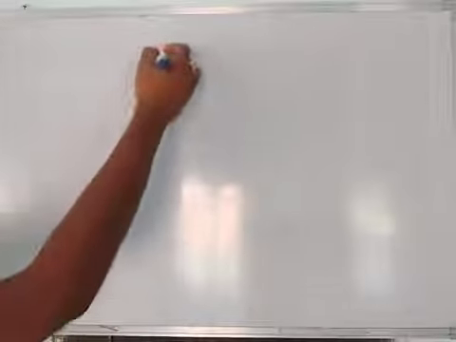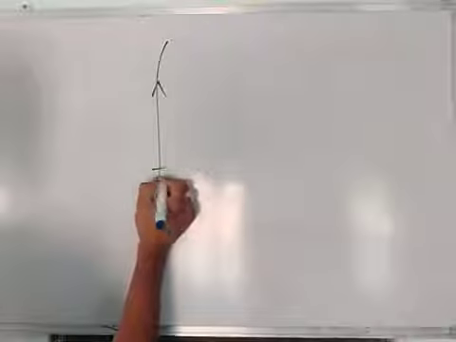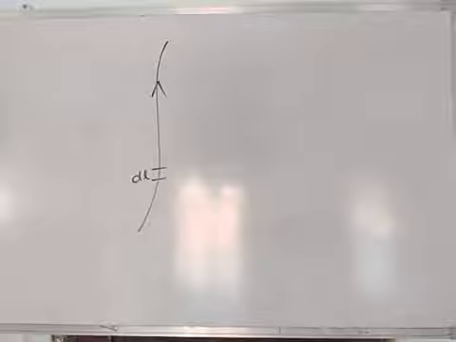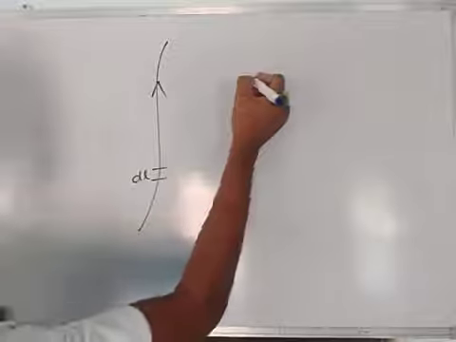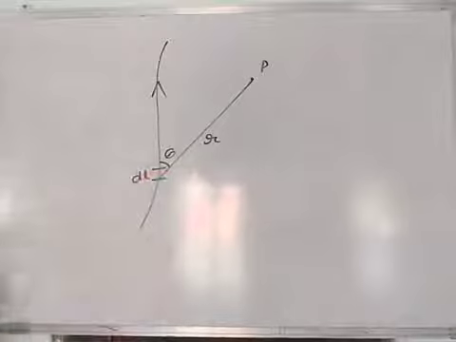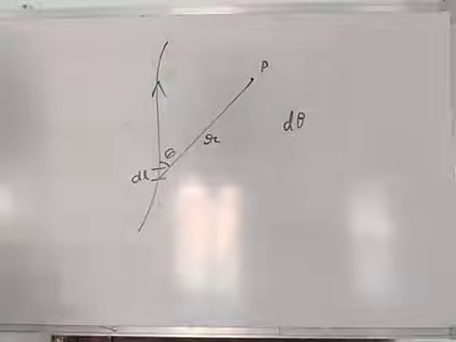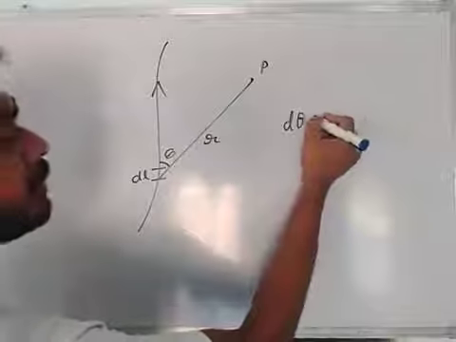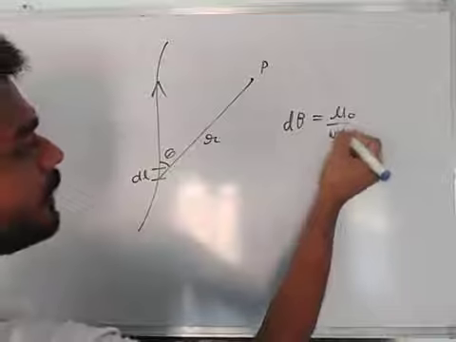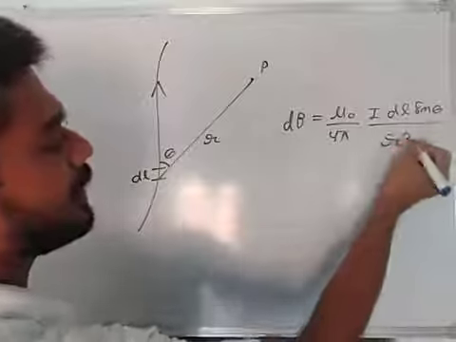Students, as we have studied, for a current carrying conductor, consider a small element known as current element dl and a point P which is at distance r, making an angle theta with the dl. Magnetic field at P, dB, is equal to mu naught upon 4 pi I dl sin theta by r square.